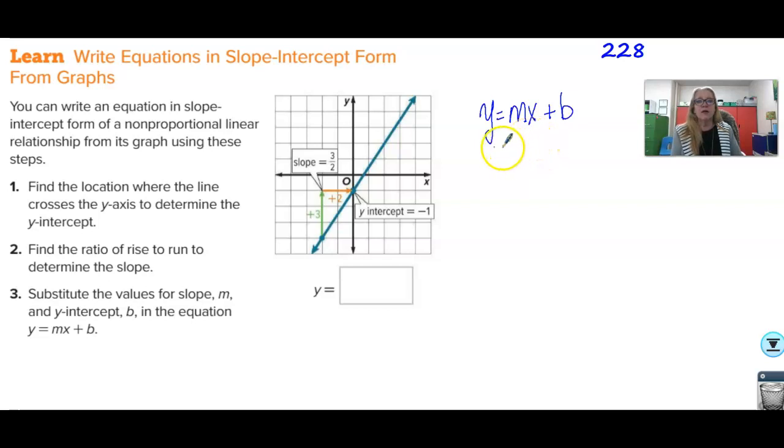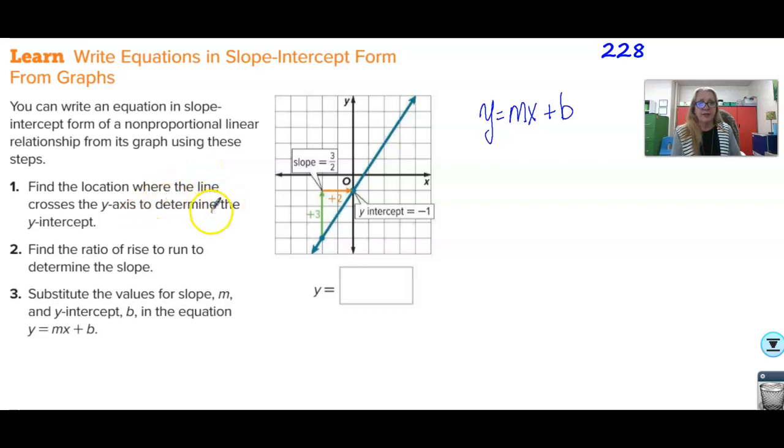What we did in the first part was they said, okay, the slope is this and the y-intercept is this, write the equation. Now they're going to say, you have to find the slope and you have to find the y-intercept and then write the equation. So it's a little bit more detailed and tricky. So here's what they say you should do.